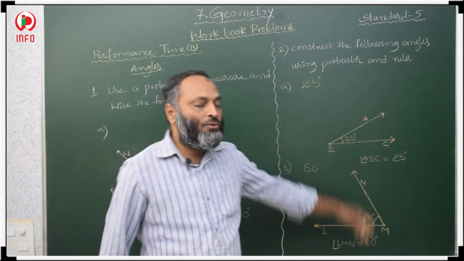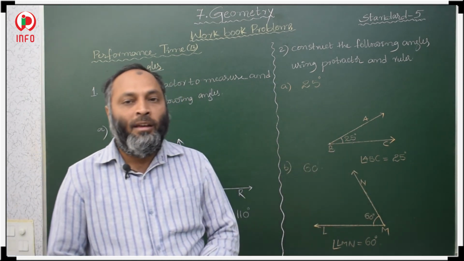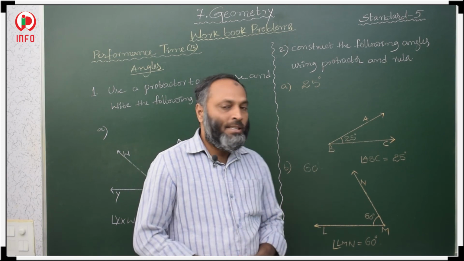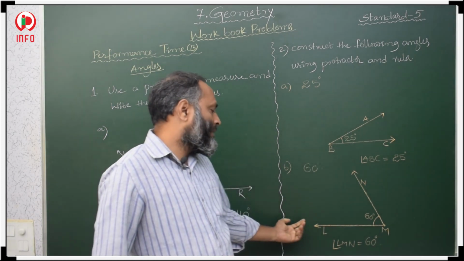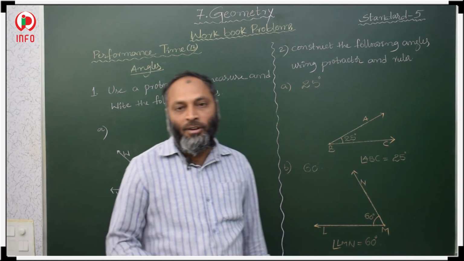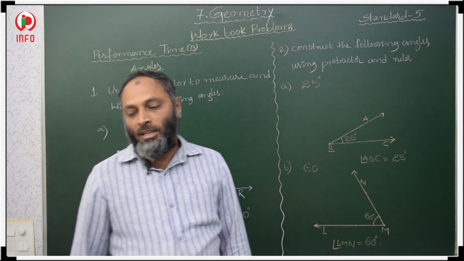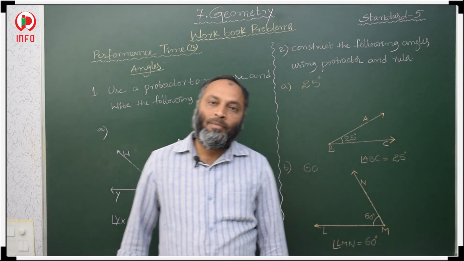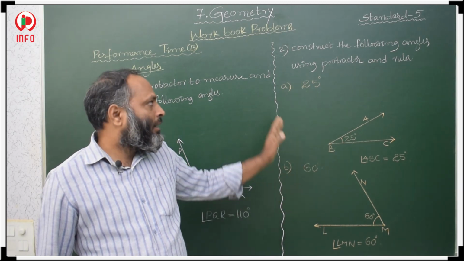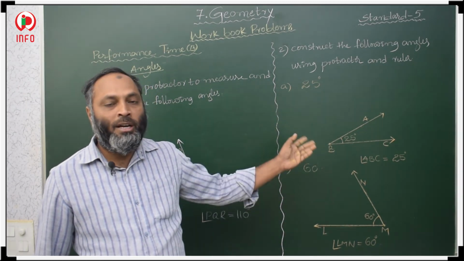If the ray is towards the right, we have to take anti-clockwise values, that is inner values. If the ray is towards the left, we have to take clockwise direction, that is upper values. Okay, this is the method to construct an angle using a protractor and ruler.